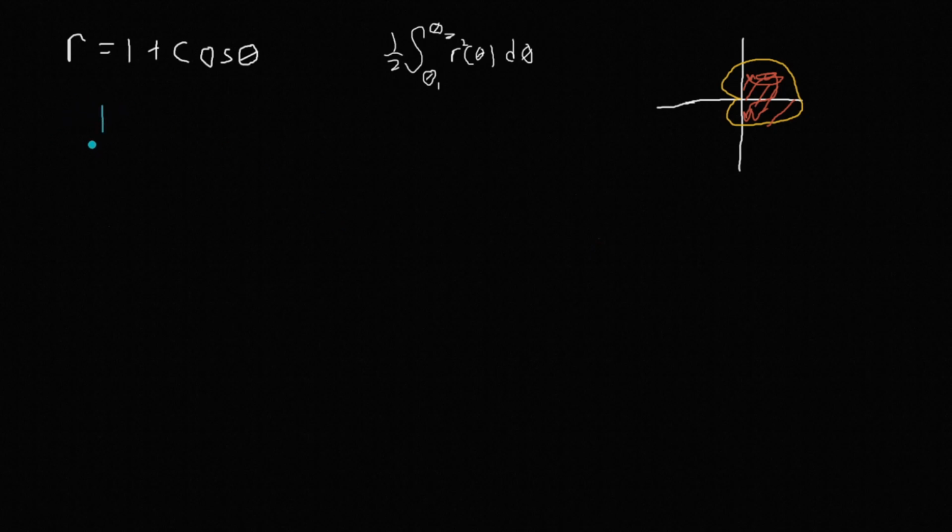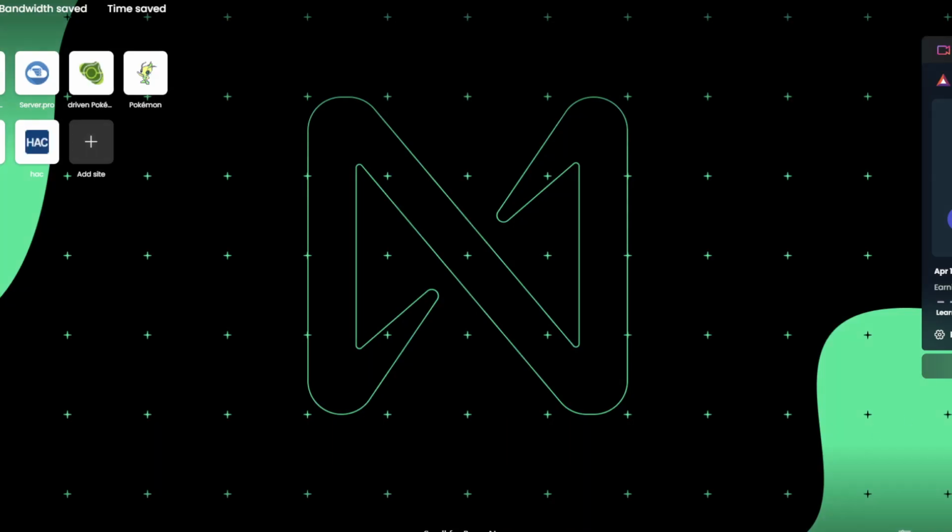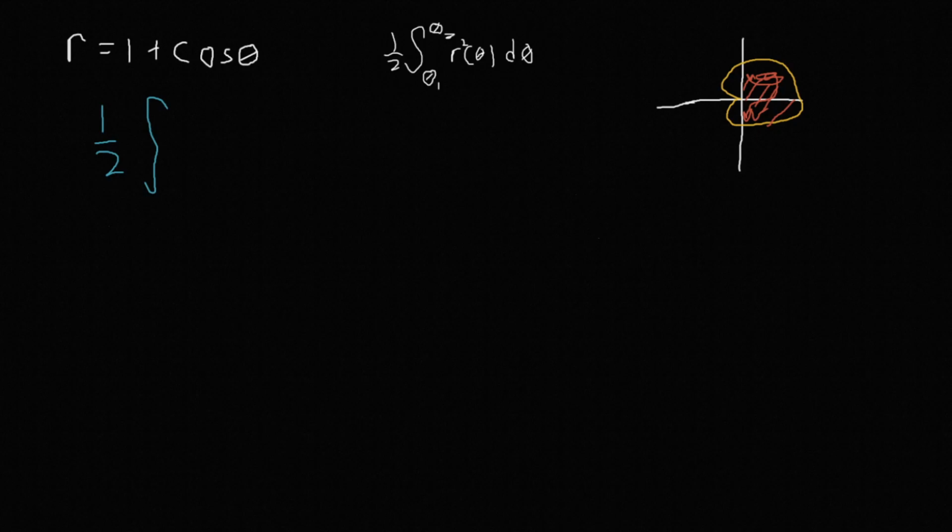So we know to pull out our half, and we have an integral. But what are our theta bounds? So we can see from the picture that this is angle 0, and it goes from angle 0 all the way around to 2 pi. So in this example, we are going to say this is 2 pi.